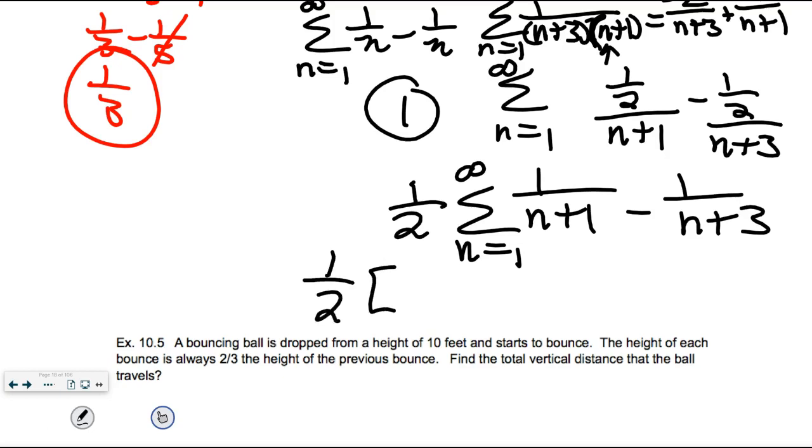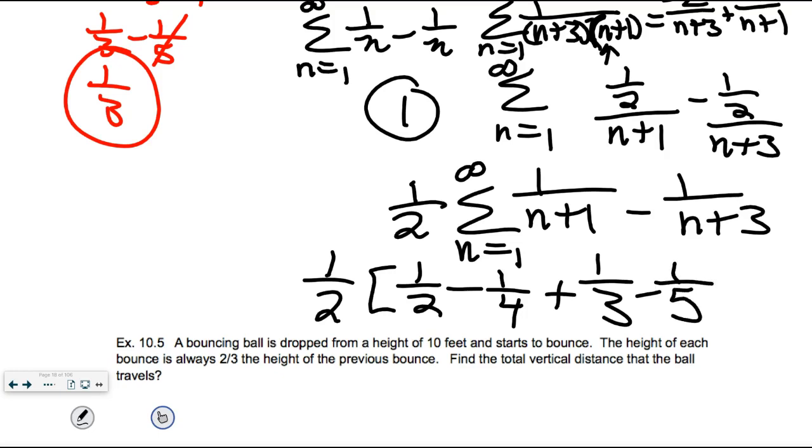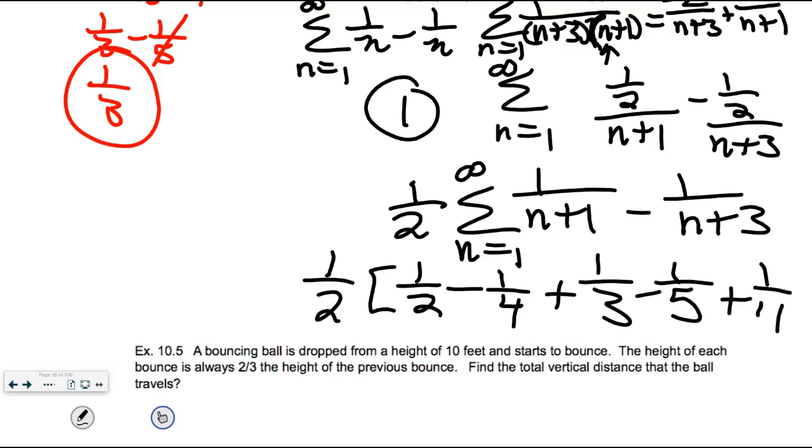I will have a 1 over 1 plus 1, next up, minus 1 over 1 plus 3, plus 1 over 2 plus 1, minus what? 1/5. Now I'm at n equals 3. And what do I get? Then I would stop because I've got my first collapsing.